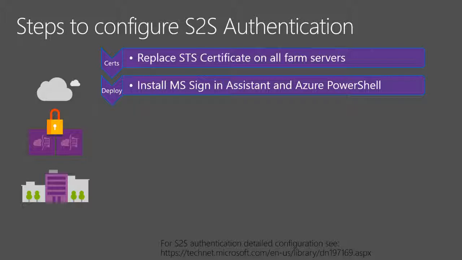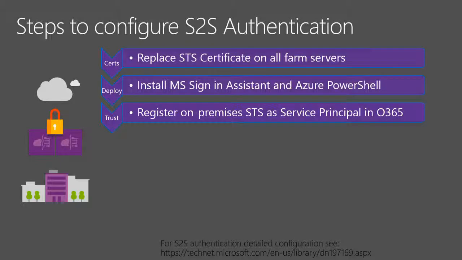Before you go ahead and proceed with doing anything in Azure AD, you need to install the Single Sign-On Assistant, which is a prerequisite for Azure Active Directory PowerShell. Once you do that, then comes the actual step of registering the on-premises STS as a service principal in Office 365. Here is something which we explicitly want to call out. We have seen people going ahead and having duplicate SPNs, like this SPN value should match the on-premises SharePoint URL, which is going to go ahead and send out the request for OAuth token.